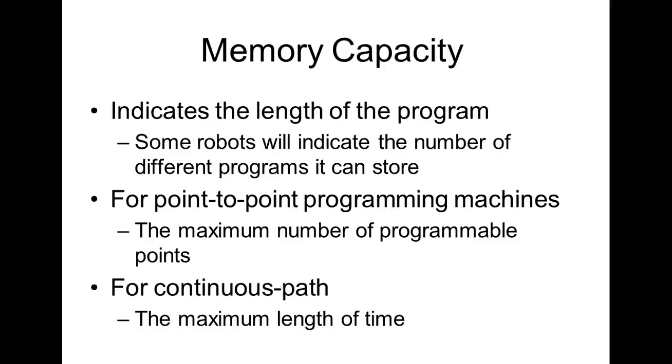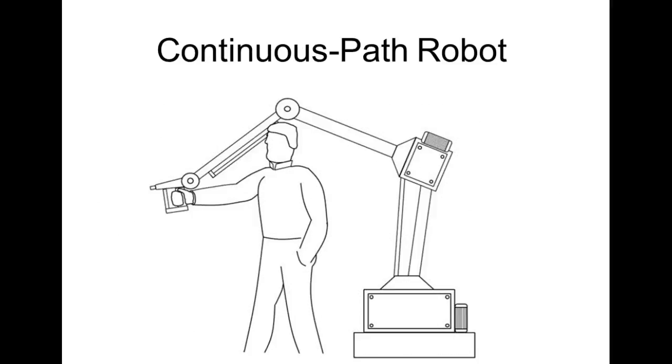Continuous path robots, those are the ones you move around by hand, right? And we showed y'all videos of that. So this would be continuous path. Of course, that video was really neat.